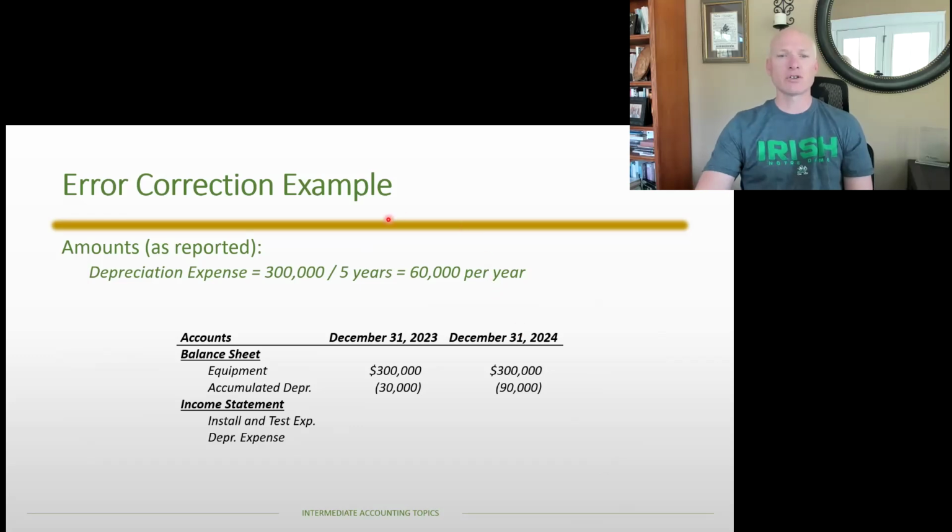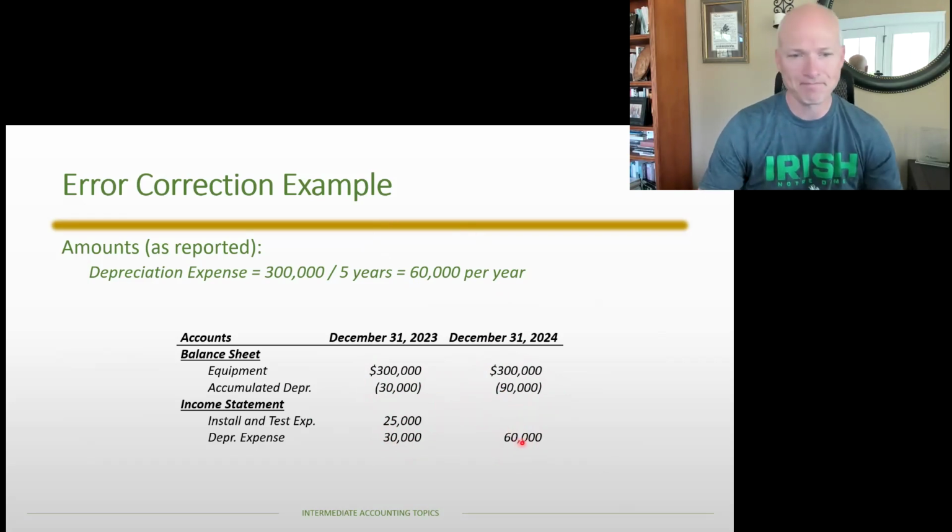So $60,000 for a full year. In 2023, of course, it's only half a year. And then a full year of depreciation in 2024. So we go from $30,000 in accumulated depreciation, add a full year of depreciation, and we get to $90,000. So again, this was as they originally reported it. They would have reported an installation and test expense in 2023. And again, the depreciation expense for that first year is only half a year for 30,000. And in the second year, it's a full year of 60,000.